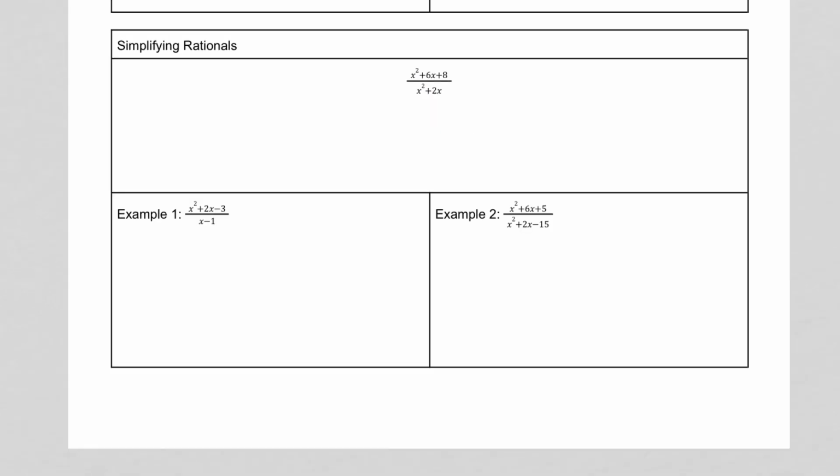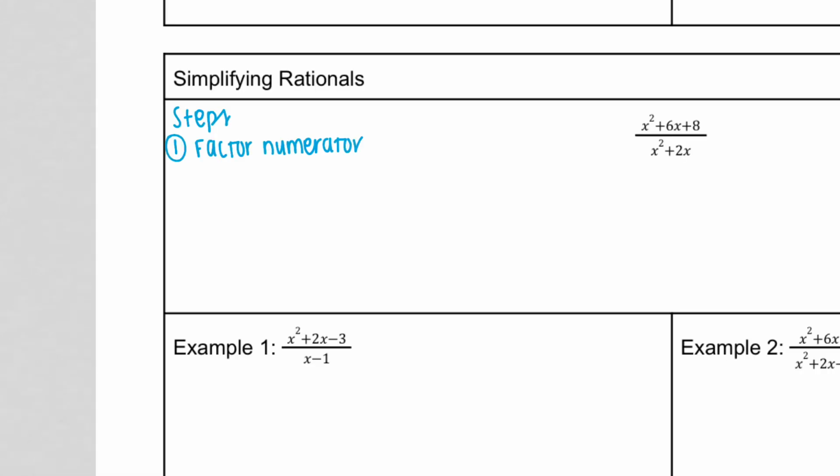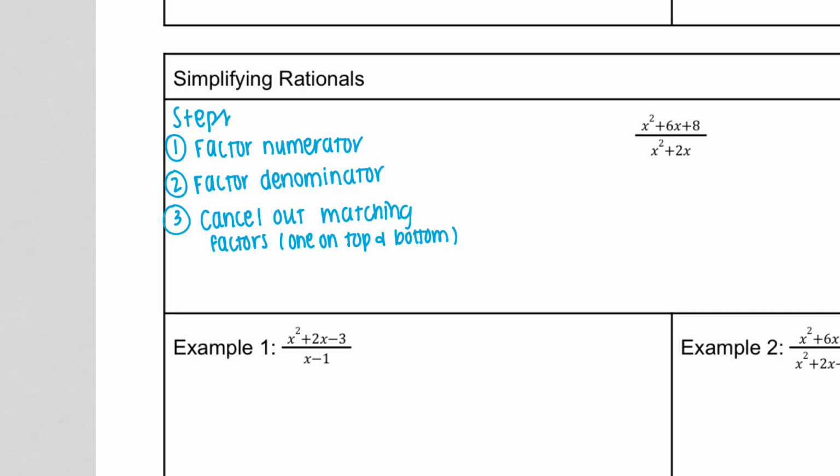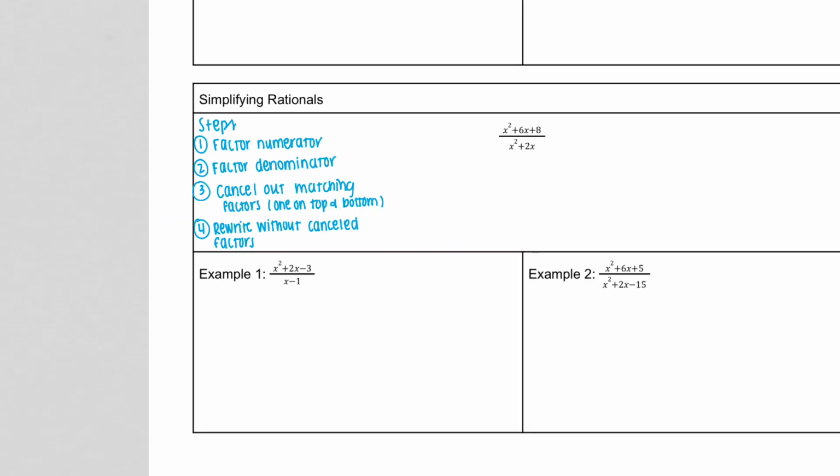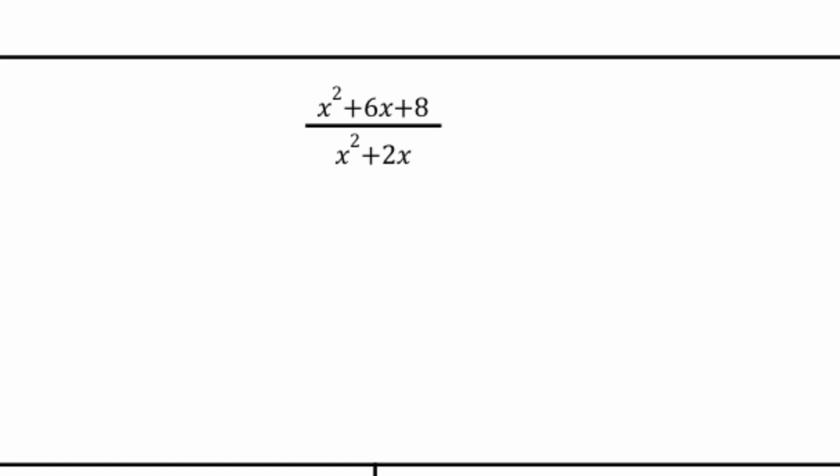The next thing we talked about was simplifying rationals, and that's when we had some stuff we had to factor and cancel out. So there are 3 steps we're going to follow on this. Step 1 is that we're going to factor the numerator. Step 2, we're going to factor the denominator. Step 3 is that we're going to cancel out matching factors. There has to be one on the top and one on the bottom that match exactly to be canceled out. And then the fourth and final step is that you're going to rewrite the new simplified version without the canceled factors. So we have this example of x squared plus 6x plus 8 over x squared plus 2x.